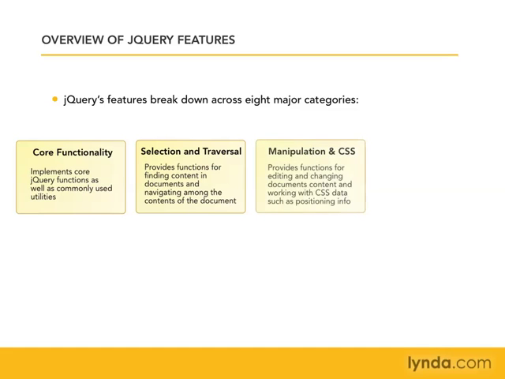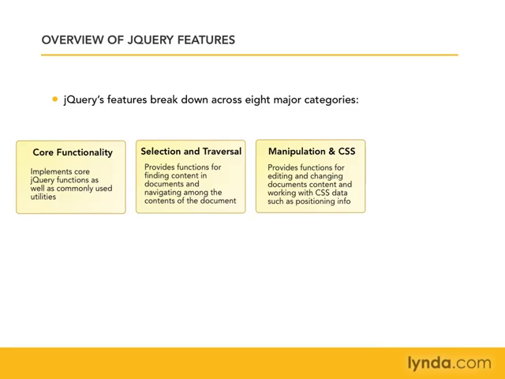Then there's the manipulation and CSS category, and this category includes functions for editing and changing the contents of the document. So you can think of this as the natural follow-on to the selection and traversal category, where in that category you're finding content, and in the manipulation and CSS category you're taking that content and then manipulating it somehow. So this category includes functions for editing and changing document content and working with CSS data, such as positioning information and so on.